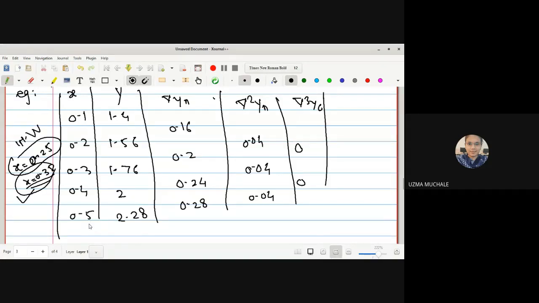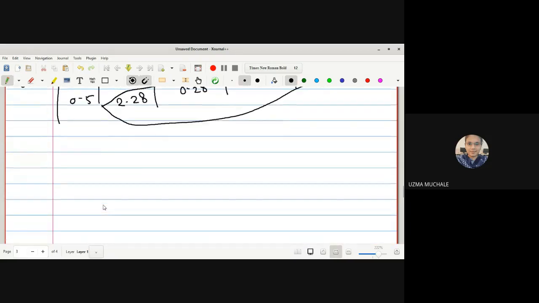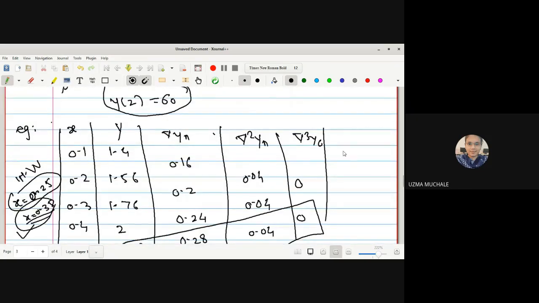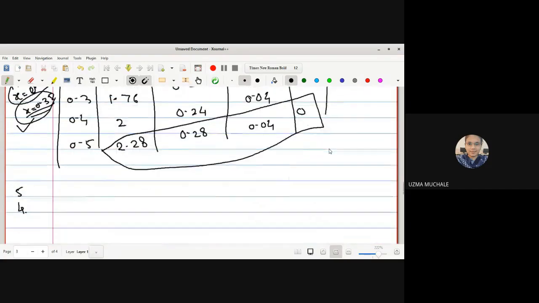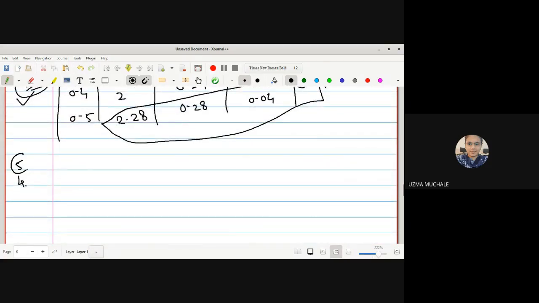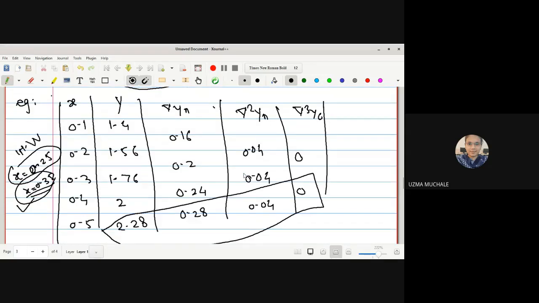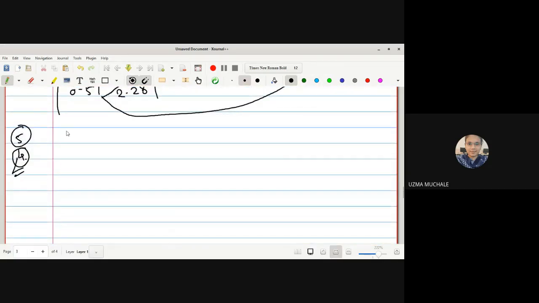Now, as we are going to use a backward difference interpolation formula, we are going to use the end values of this table. Actually, we are provided with 5 values, so we can get a polynomial of degree 4 or less. But here you can see there is only up to del square, and del cube and onwards are all 0. So we can say that the polynomial may be of degree 2 only.